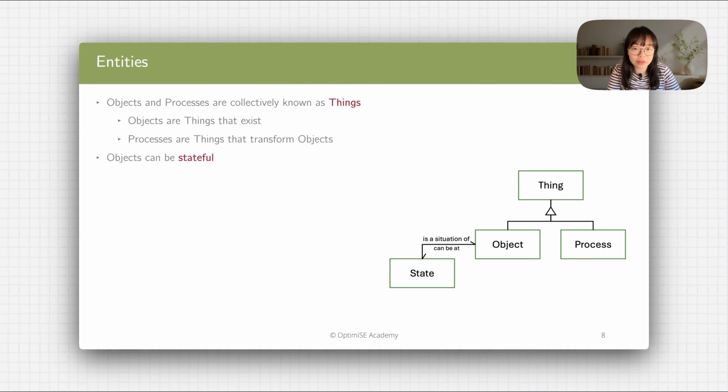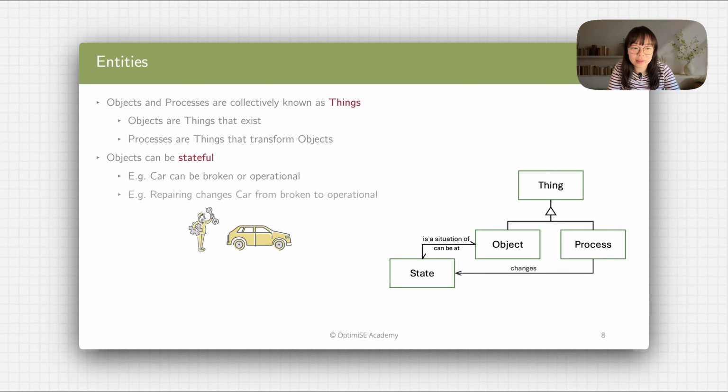State is a situation of object, and object can be at state. To give you some examples, the car from before can be broken or operational. Broken and operational are the states of the car. And the repairing process can change the car from being broken to operational. As you can see on the diagram as well, process changes state. So this is one way it can transform an object.